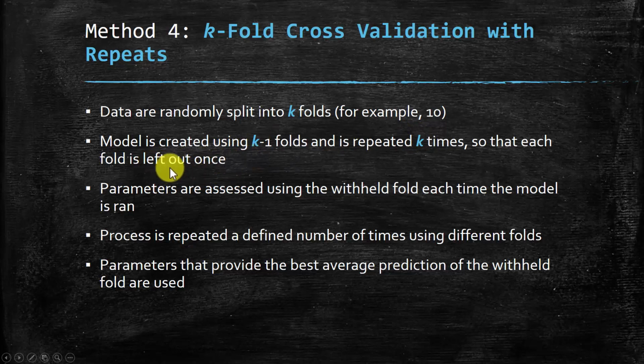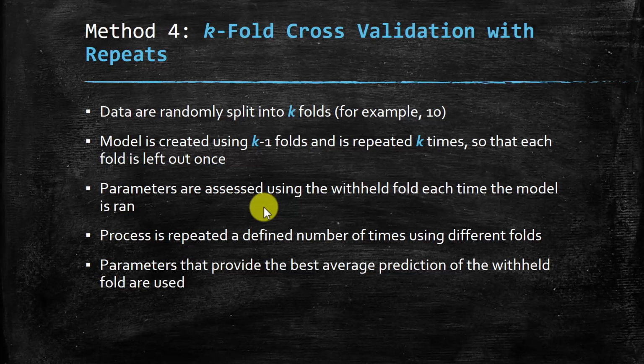So the process is repeated. Here's where it changes. The process is repeated a fixed number of times using different folds. And then the parameters that give you the best results using the held out folds are considered the optimal parameters. So again, this is basically just k-fold cross-validation, but instead of just doing it with a set of, say, 10 folds, we do it with the set of 10 folds, and then we repeat it with a different set of 10 folds a certain number of times.